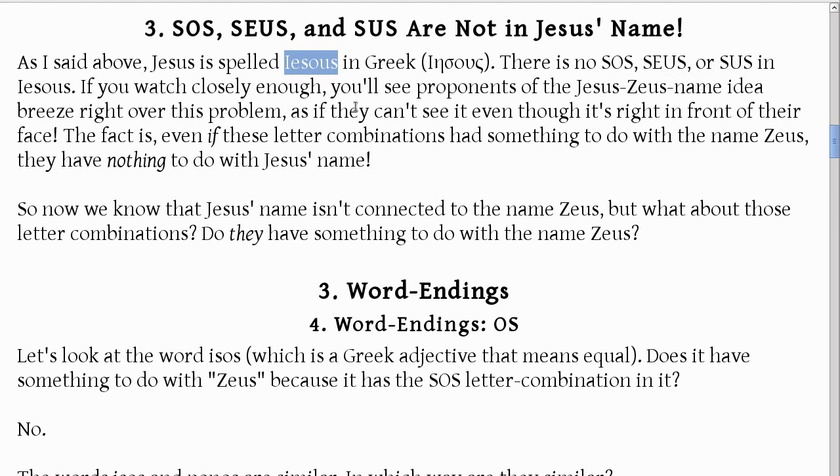If you watch closely enough, you'll see proponents of the Jesus Zeus name idea breeze right over this problem, as if they can't see it even though it's right in front of their face. The fact is, even if these letter combinations had something to do with the name Zeus, they have nothing to do with Jesus' name.